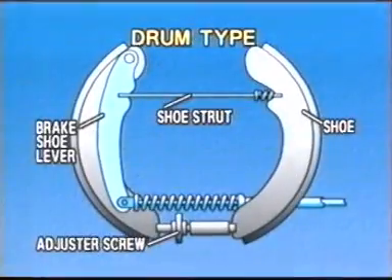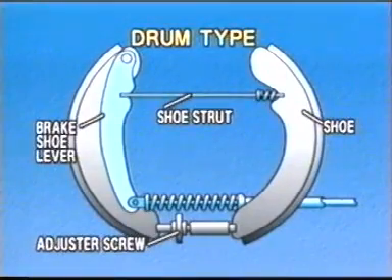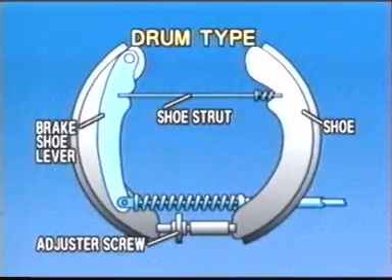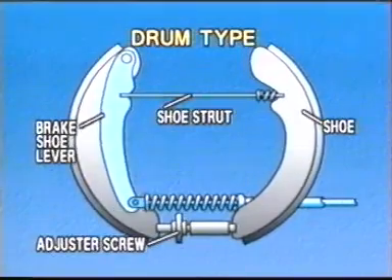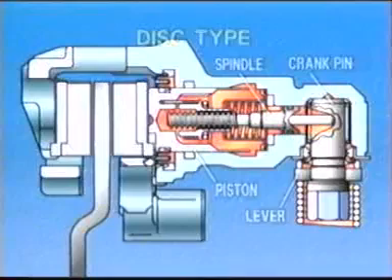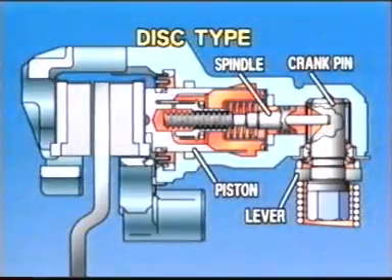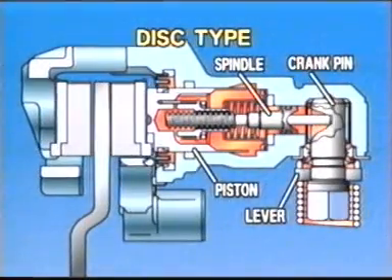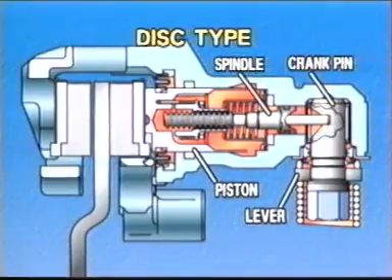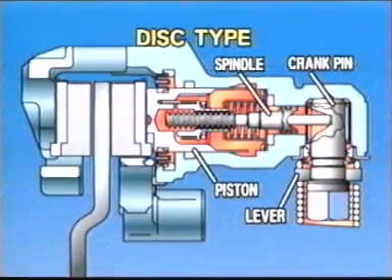In the drum type, the brake shoe is forced apart by pulling the cable, and the drum is locked. The disc type in compact vehicles has a crank pin or a spindle in the caliper, and the piston is moved to push the pads against the disc.